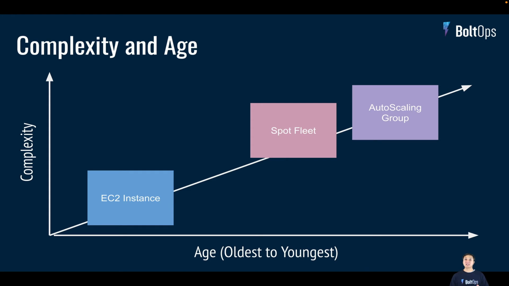In terms of age, which is kind of the bottom axis there, the oldest method, of course, is the EC2 instance that's been around forever. Spot Fleets are actually older than AutoScaling groups in terms of the Spot feature. So AutoScaling groups have been around for a while, then Spot Fleets kind of came out. But AutoScaling groups then added support for Spot instances as part of the AutoScaling group. So in terms of Spot, AutoScaling groups actually are a little bit younger.